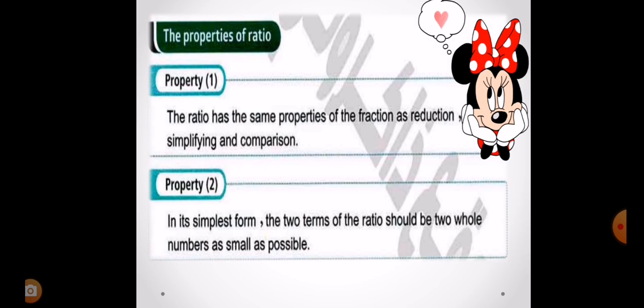Property number 2: in its simplest form, the two terms of the ratio should be two whole numbers as small as possible. The ratio should be in simplest form and the terms should be whole numbers. Whole numbers: no decimals, no fractions. Okay?